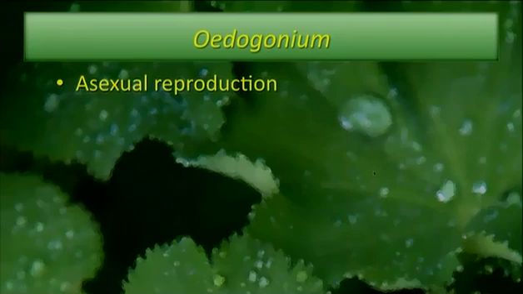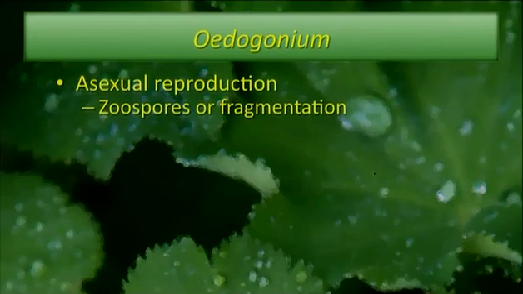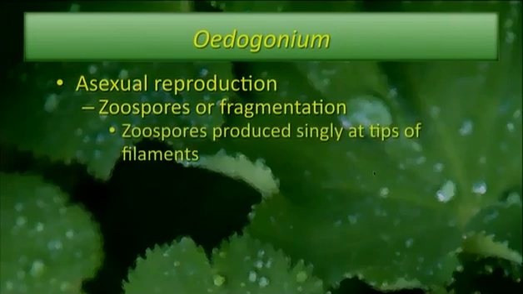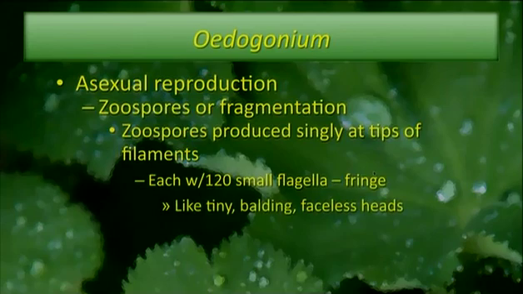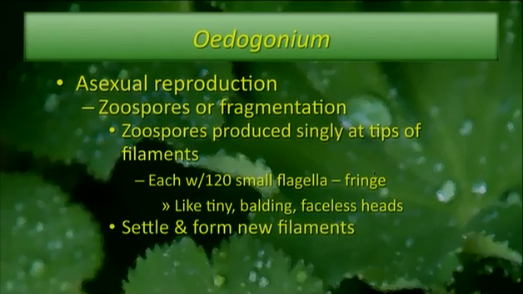Now, asexual reproduction is either through zoospores or fragmentation. The zoospores are produced one by one at the tips of the filaments. Each has, this is kind of funny, about 120 small flagella. It's like a fringe. I wish I had a picture. It's like a tiny, balding, faceless head. You can see it in your text. They settle and form new filaments, each of these zoospores.